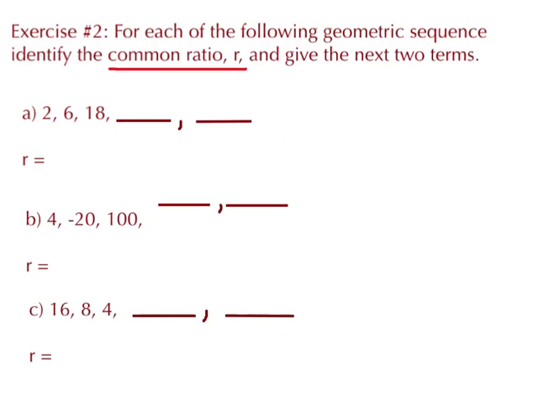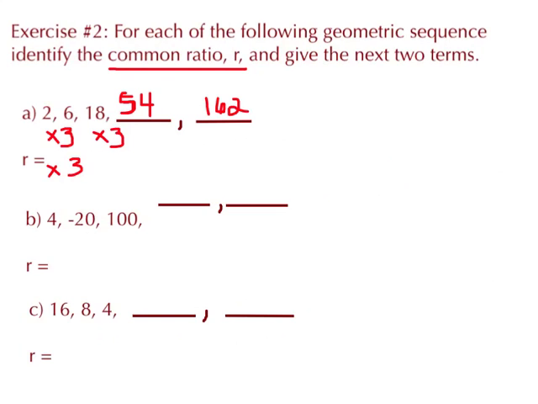In exercise number 2, for each of the following geometric sequences, identify the common ratio, the r, and give the next two terms. So in A, let's see what we're multiplying by. I went from 2 to 6, 6 to 18. Well, you should say that we were multiplying by 3. What's 18 times 3? That gives me 54. What is 54 times 3? Well, that gives me 162. Therefore, my r, my common ratio, is multiplying by 3.